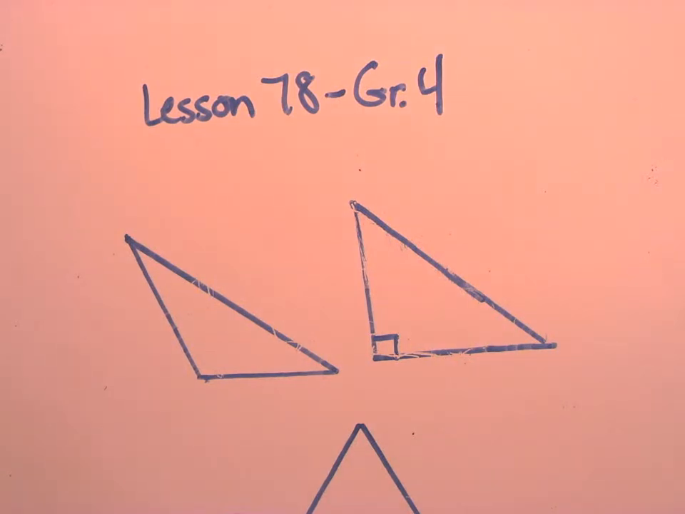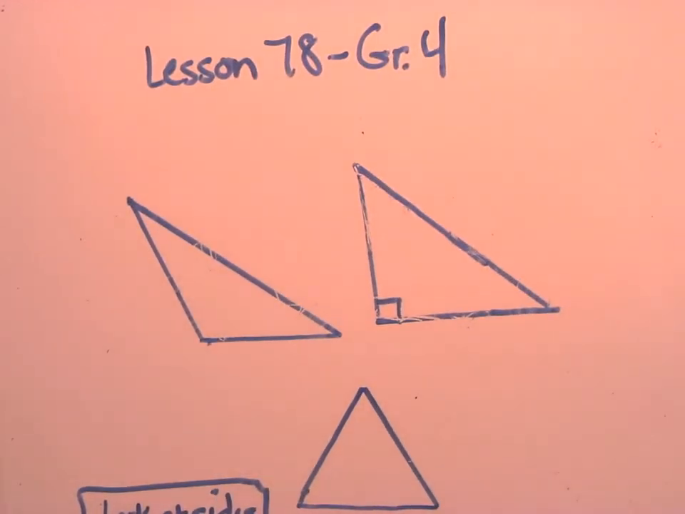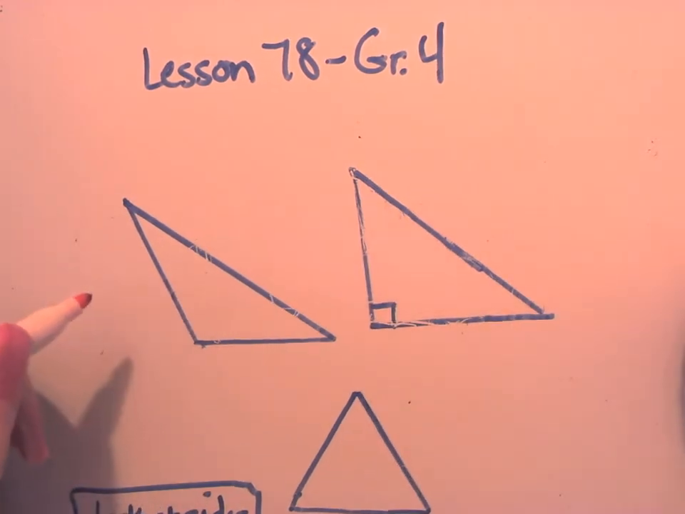Hi, fourth graders. We are back for lesson 78, classifying triangles. So we're going to take a look at three triangles that I drew up here. We have three basic types of triangles that we talk about.